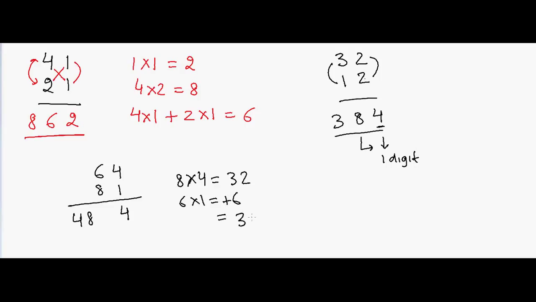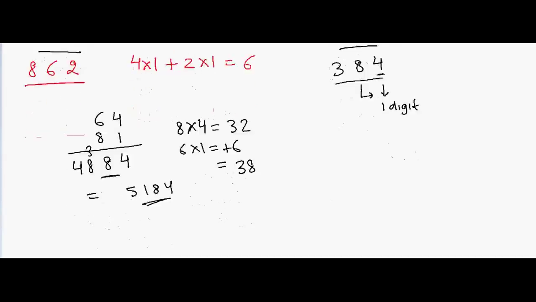it's 38. So we cannot fit 38 here, we can only use 8 here, and the 3 has to go on the top. So the answer will be equal to 5184. So this is an example of a carryover. So let's take another example.